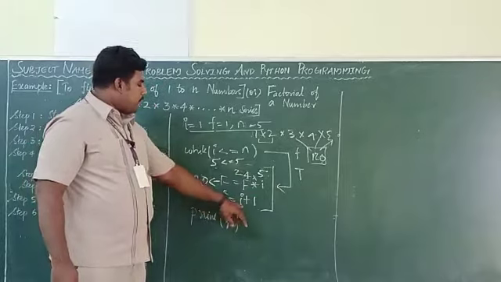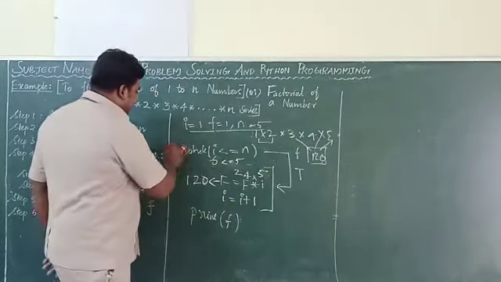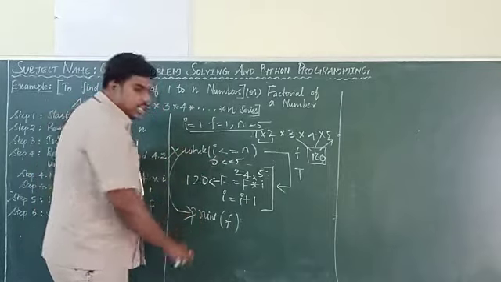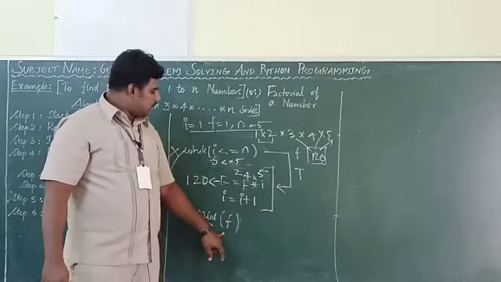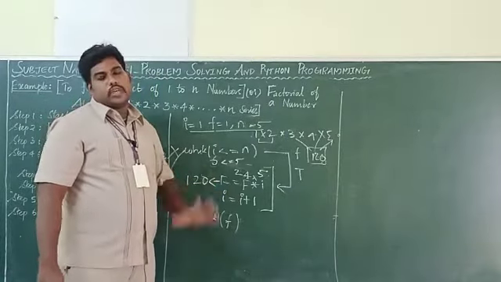Now 5 plus 1, 6. 6 less than or equal to 5. Condition is false. Once the condition is false, you are printing the f value. Inside the f, now what's the answer? 120. That is your answer.